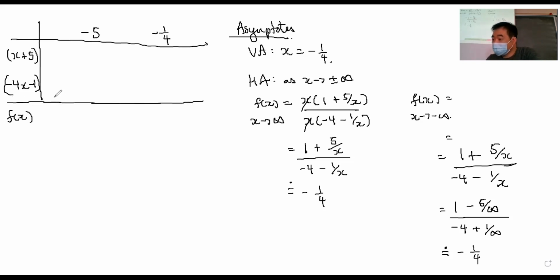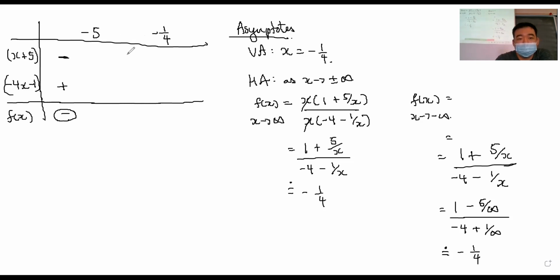Am I forgetting anything? Doesn't look like it. All right. A number less than negative 5, so I'll stick in a negative 6. That becomes a negative bracket. This becomes a positive bracket. So that's negative. A number between negative 5 and negative quarter, I'll use negative 1.